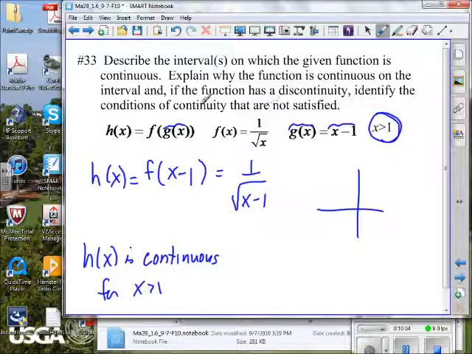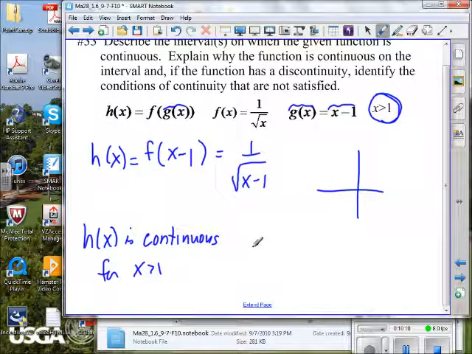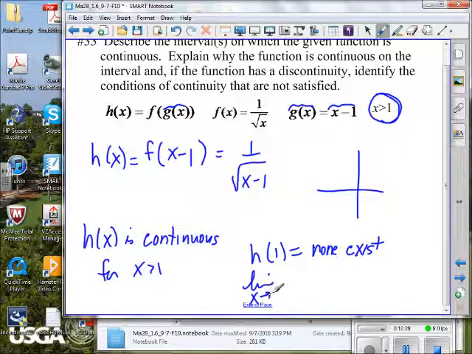We could, if it has a discontinuity, identify the conditions of continuity that are not satisfied. Well, let's see. Is there an h of 1? Does that exist? And that doesn't exist. So none exist. Okay. We can also say, well, what about the limit as x approaches 1?